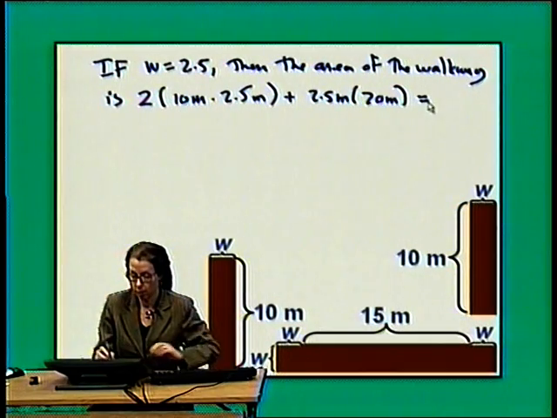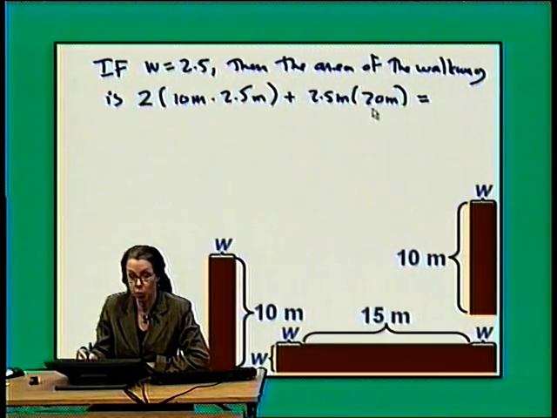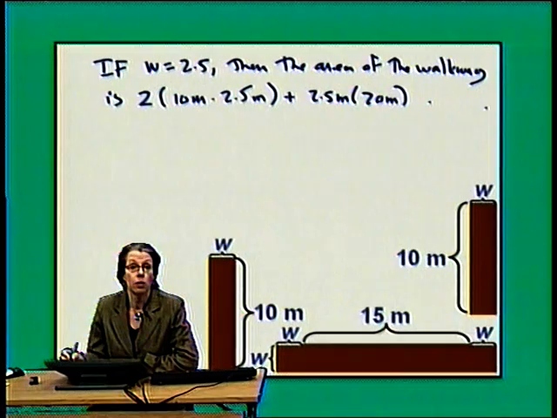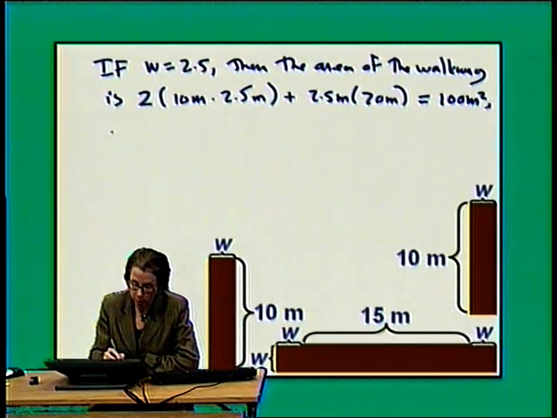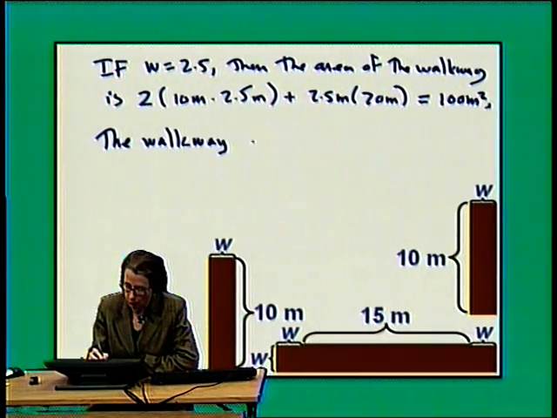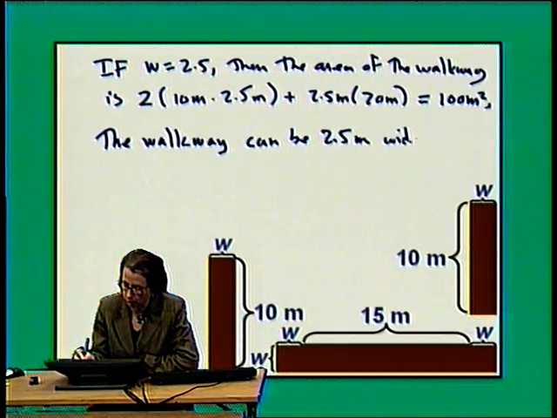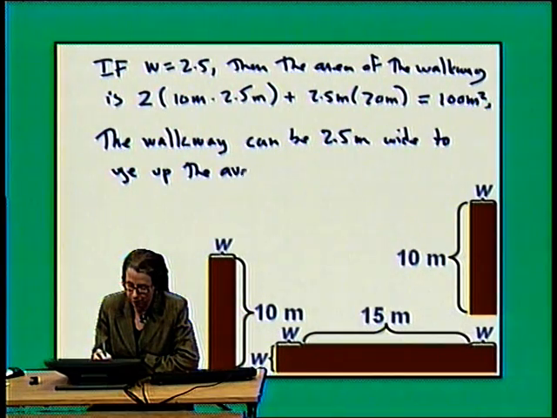10 times 2.5, that's 25. 25 times 2 is 50. 2.5 times 20, that's also 50. So 50 square meters plus 50 square meters, that equals 100 square meters. So the walkway can be 2.5 meters wide to use up the available concrete.